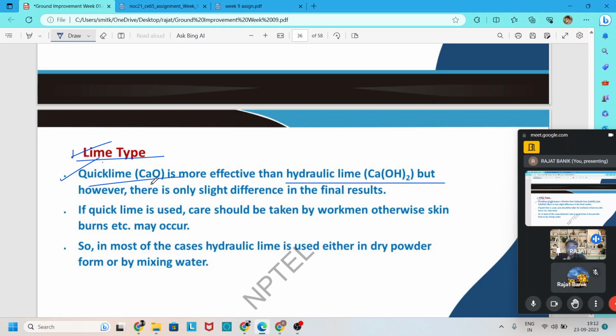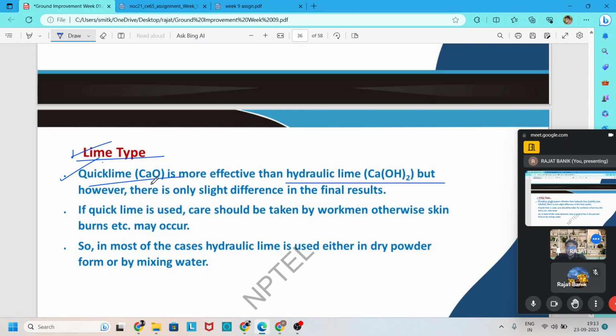So quick lime is very effective, more effective because it quickly reacts with the soil and quickly gives the strength. But over a longer period of time, there is no difference between the quick lime and hydrated lime in case of strength. But if we apply the quick lime, some precautions should be taken because when this quick lime comes in contact with our skin, a burn sensation happens, which is very dangerous.